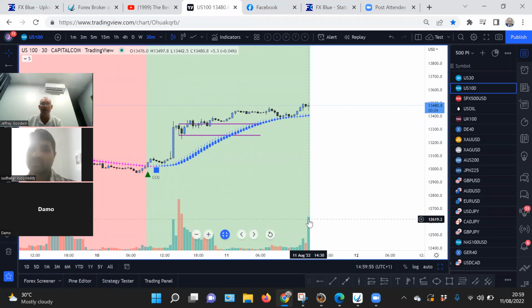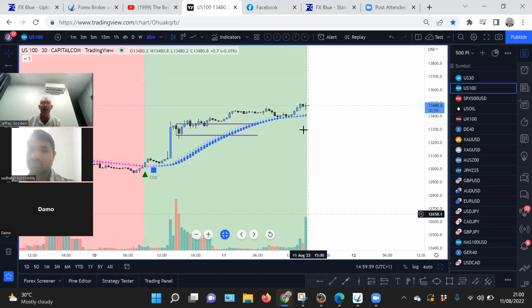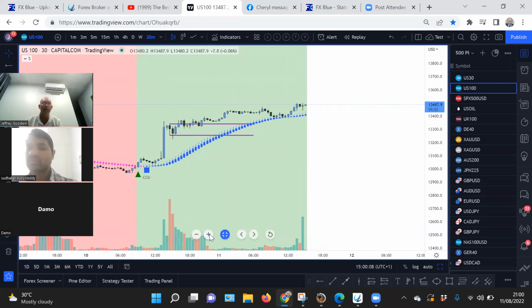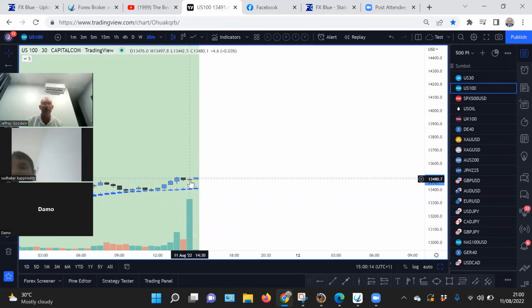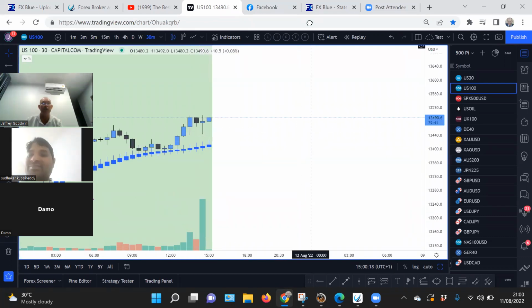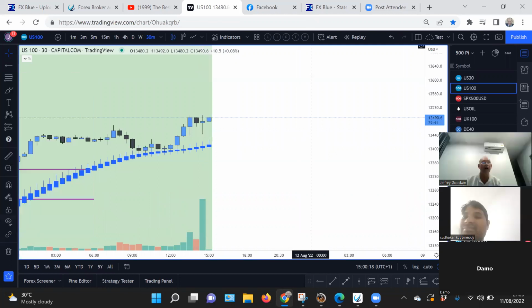So here we are now. This is the 2:30 UK time candle there. We know it's just finished. Look how small that candle is. It looks insignificant. Although there's been tons of volume, it's hardly moved. It's incredible.